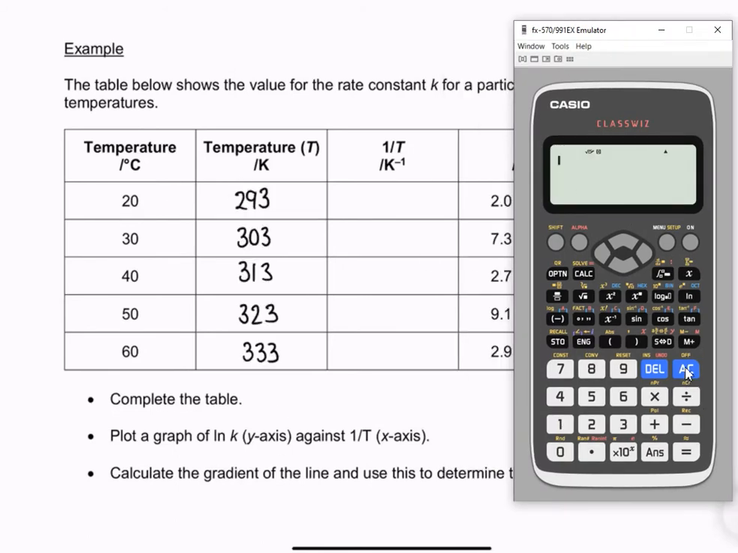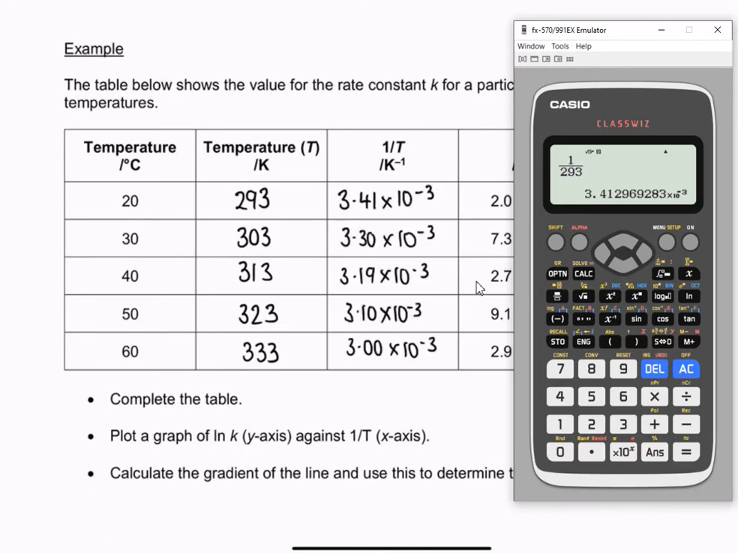Now in this graph, remember, we're not plotting temperature, we're plotting 1 over temperature. So what we need to do now is take our temperatures, and for each one we need to do 1 divided by the temperature in Kelvin and write that in standard form to 3 significant figures. So go ahead and fill in your table for the 1/T values, making sure that you do the correct rounding to 3 significant figures. Okay, so check all those numbers.